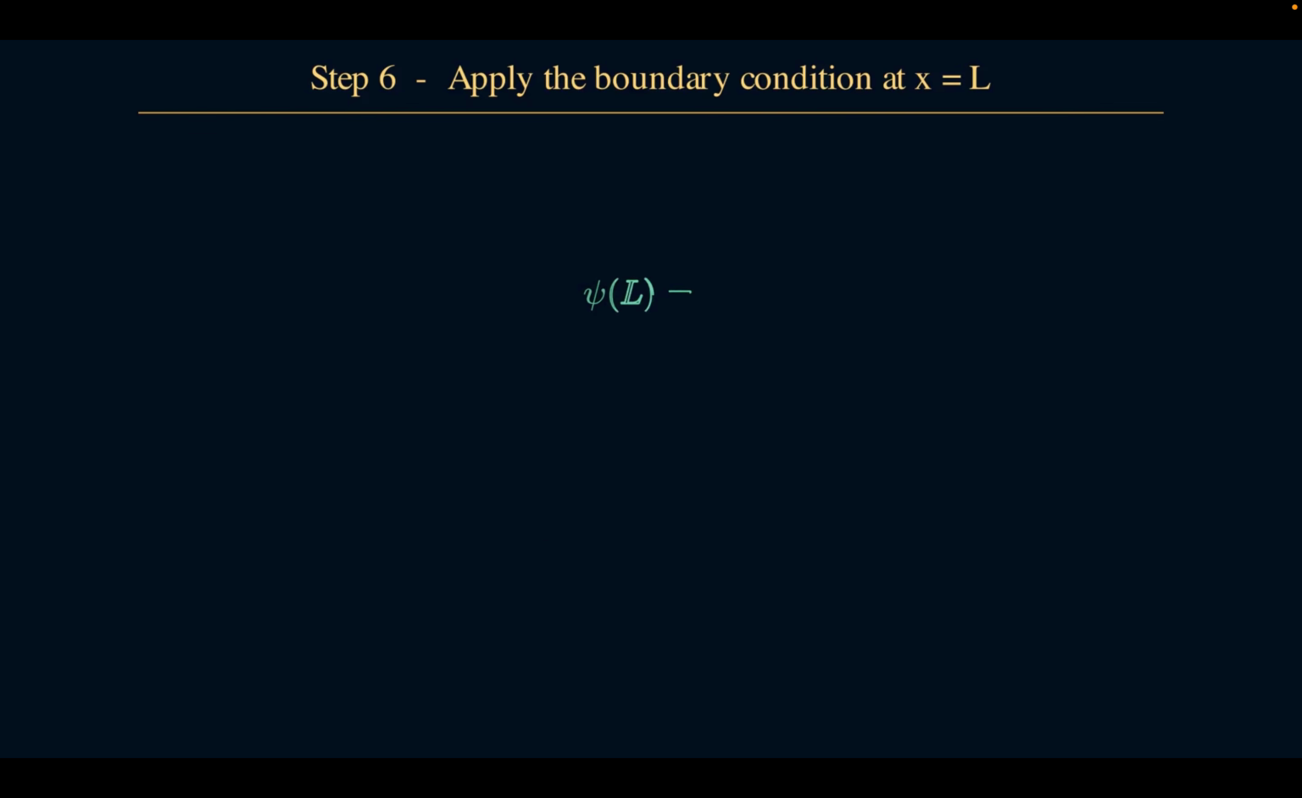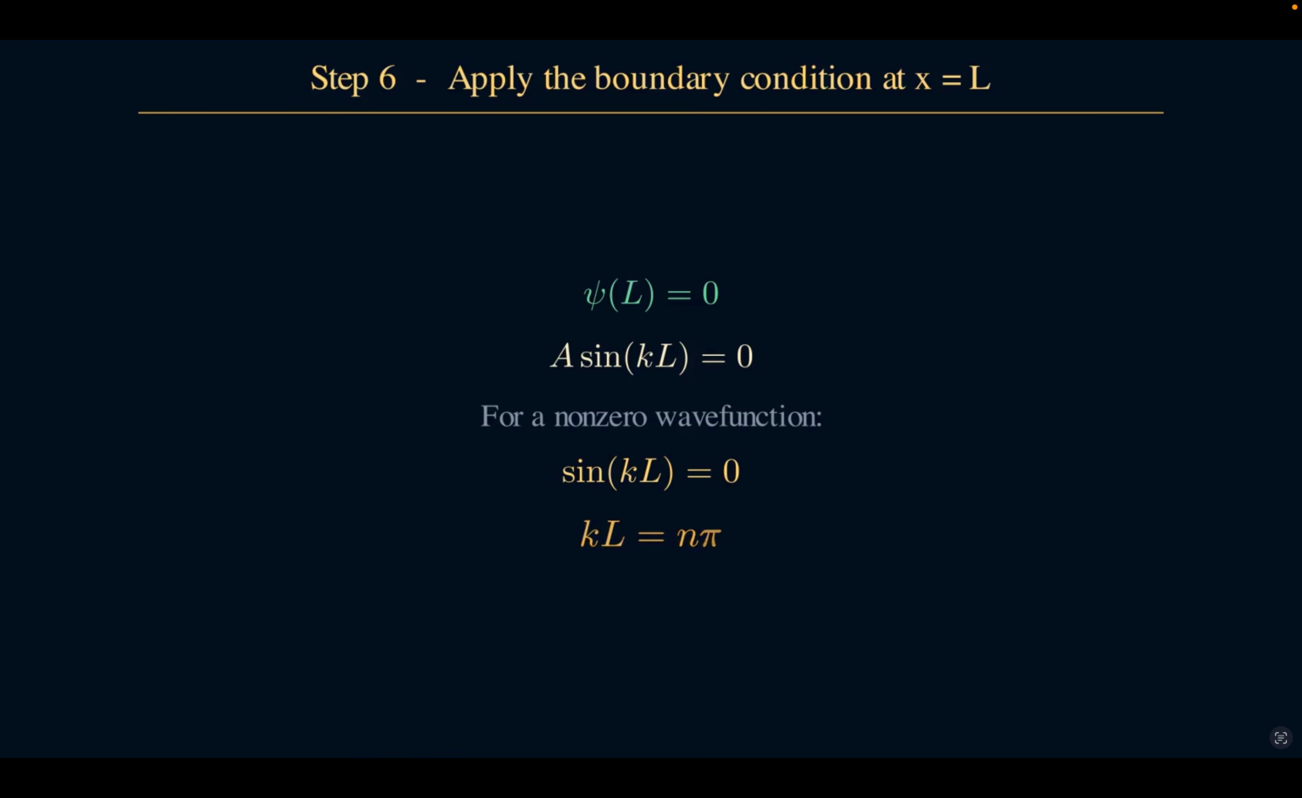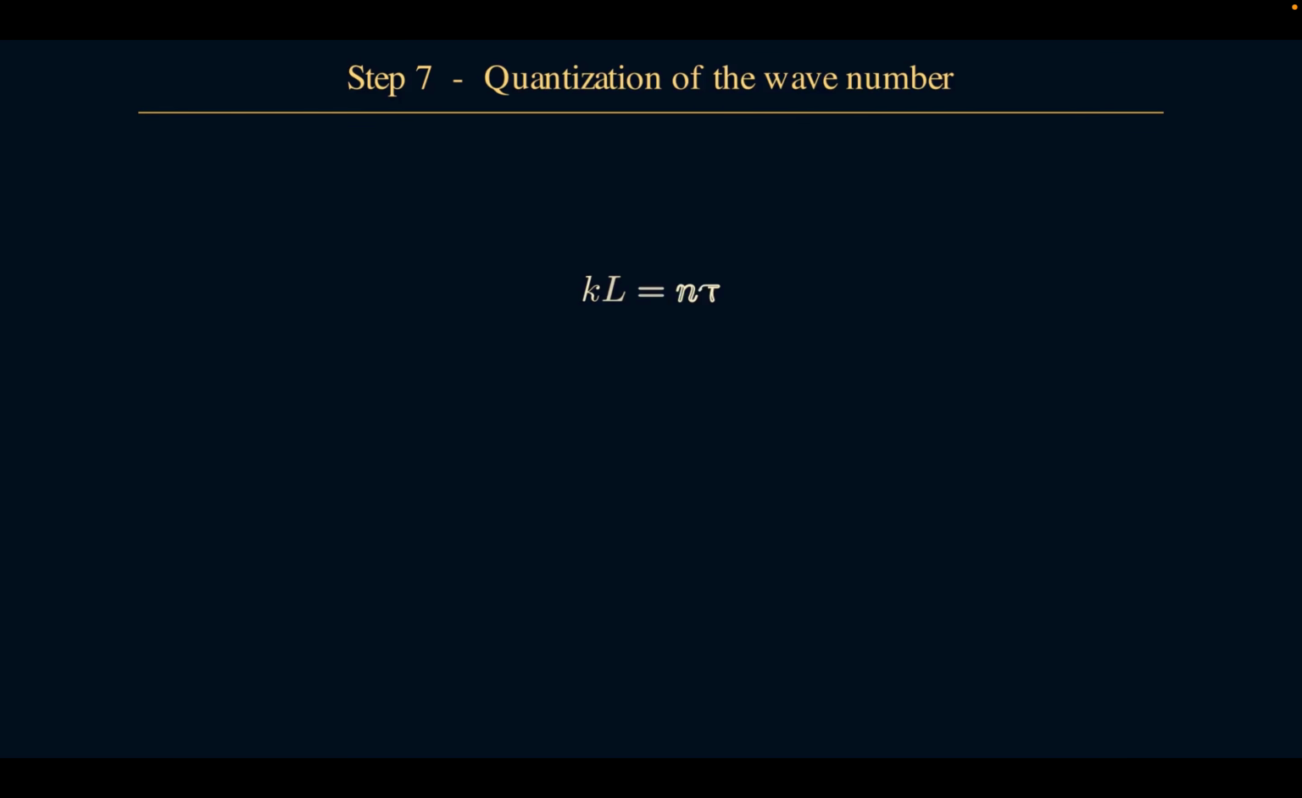Now apply the second boundary condition, which says psi of L equals 0. Therefore, A sine of kL is equal to 0 for a non-zero wave function. So, in order to make this expression equal to 0, we have to have kL equal to n pi, where n is some integer. And we're going to get k_n to be equal to n pi over L, where n, as I told you, is some integer.